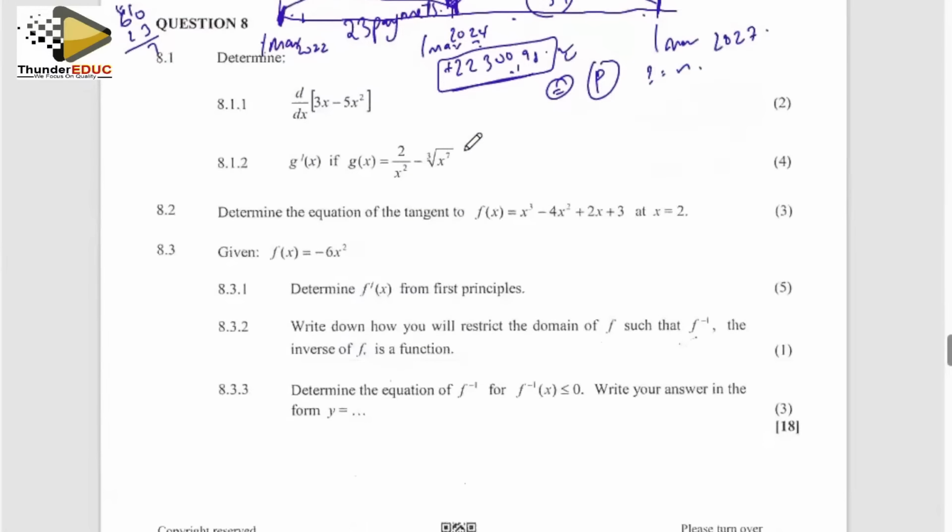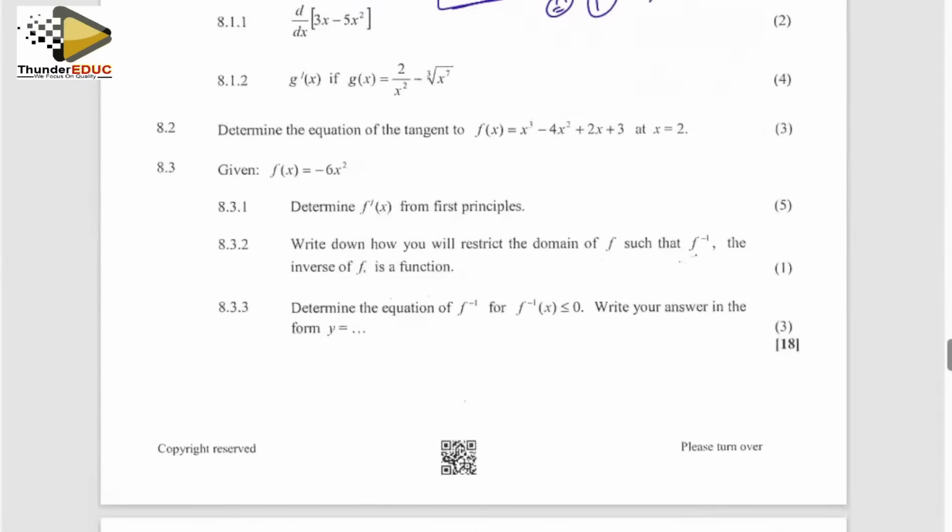All right, question number 8. 8.1, they want us to find d, 3x minus 5x squared dx. So it's just the derivative of that, okay? Regardless of how they tune it and try to confuse people. So using our rules, that's going to give us just 3 minus 2 times 5. That's a 10 with x. That's the answer.